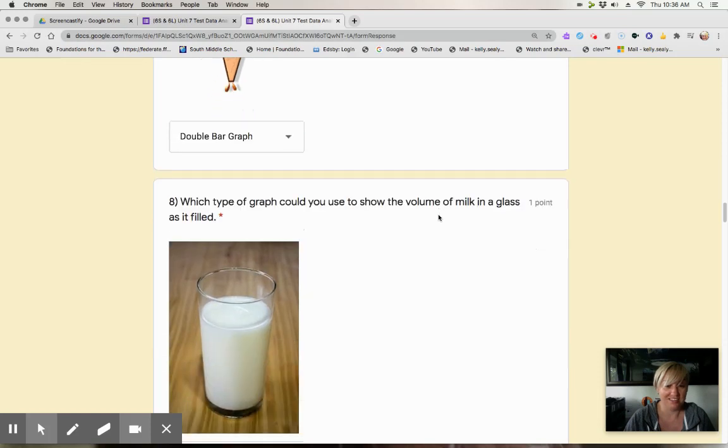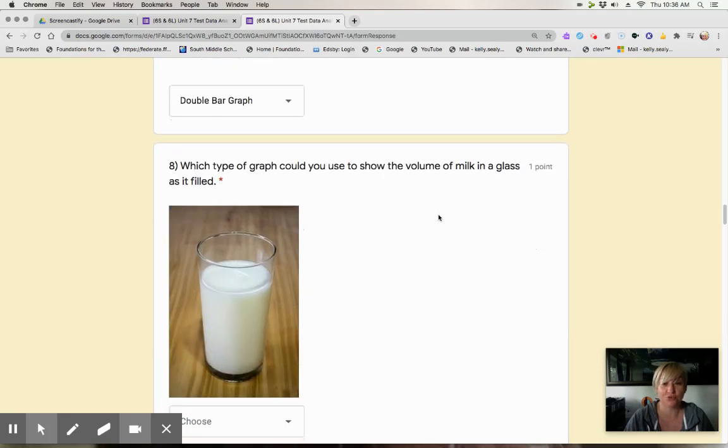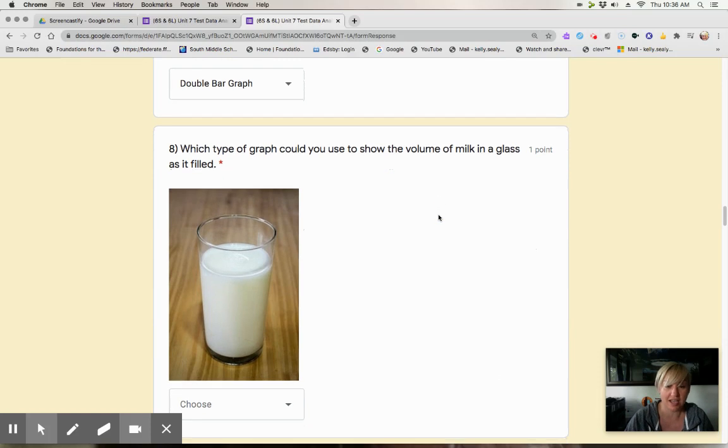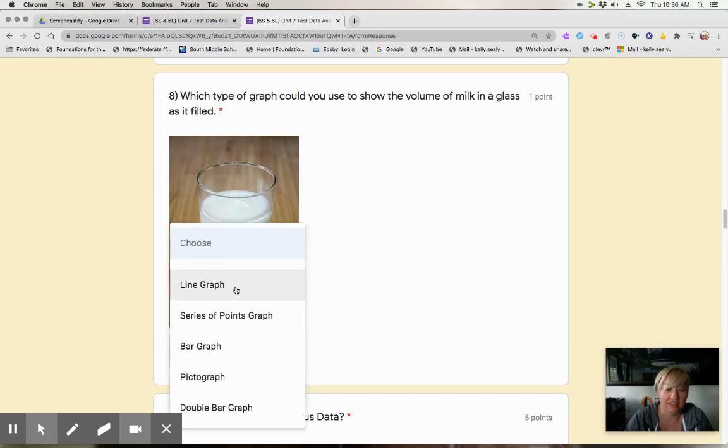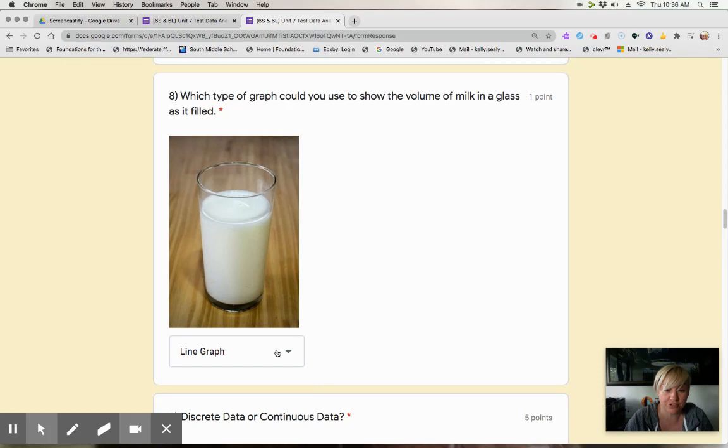Question number 8 says, which type of graph could you use to show the volume of milk in a glass as it is filled? You think, is that discrete or continuous data? It is continuous data because as the milk fills, the glass increases, and volume of milk, milliliters, liters, can be measured in decimals. So this is best shown in a line graph because that is the one option out of these options that can represent continuous data.